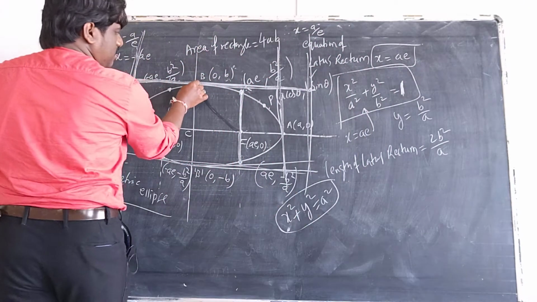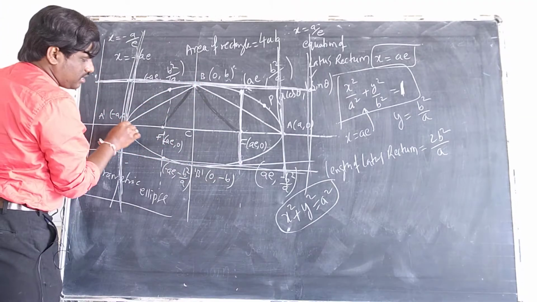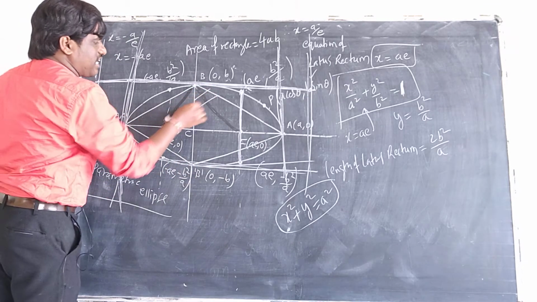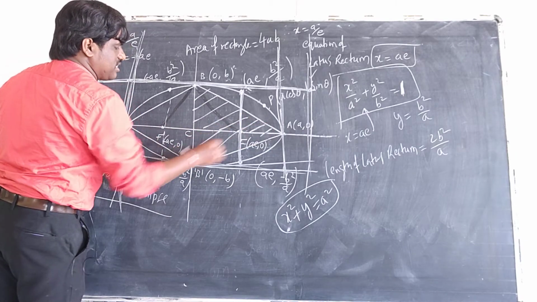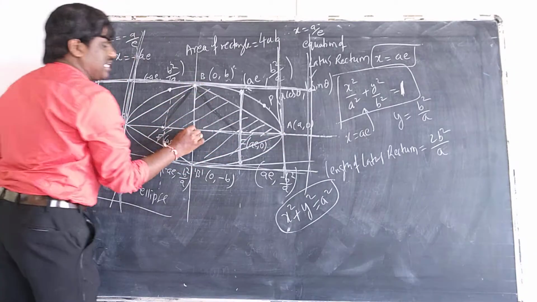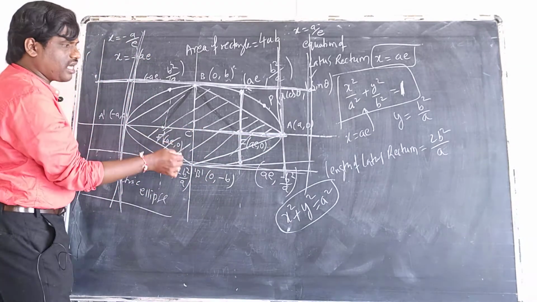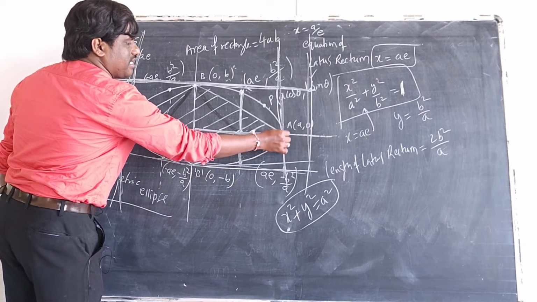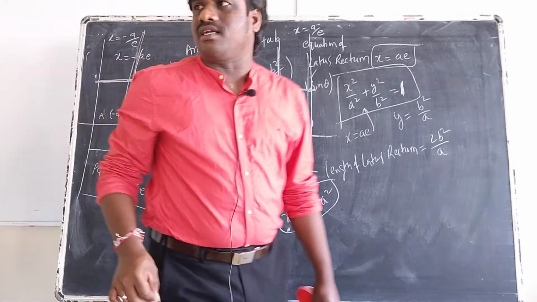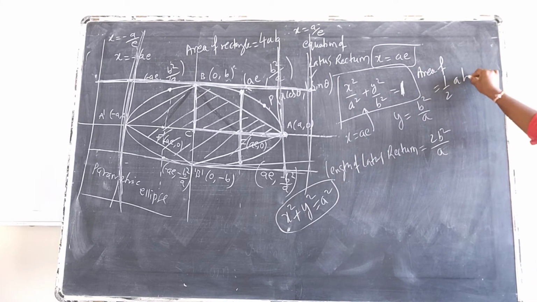If I join these vertices, this I joined, and this I joined, and this I joined, inside also it forms a figure. So what is the area of this inside figure? I know this is a triangle. What is the area of this triangle? This length is how much? This length is a, because the vertex is at a. And this length is how much? b. So what is the area of the triangle here? Half into a into b, length into breadth.